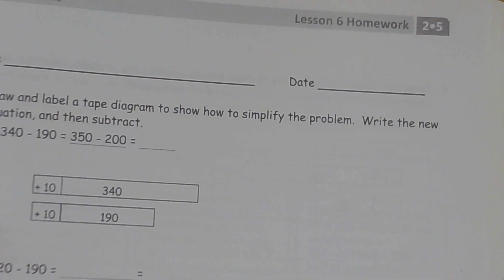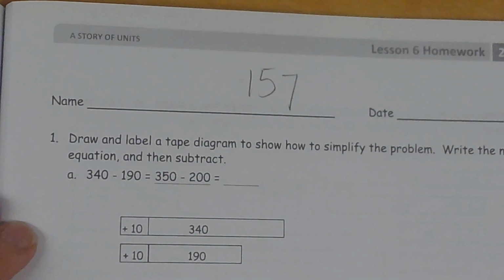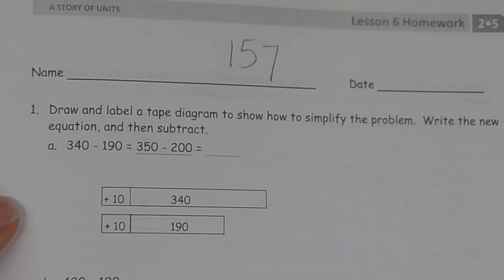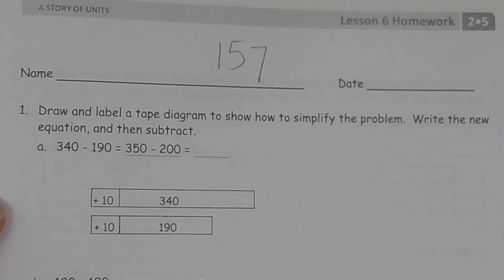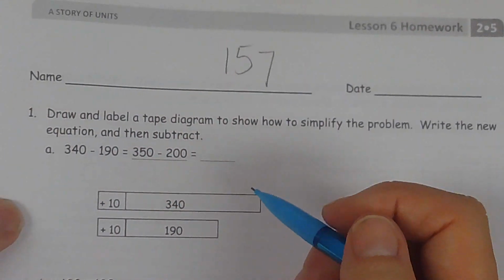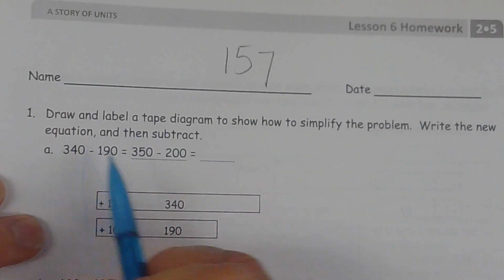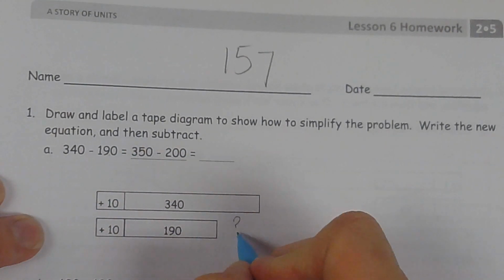So go ahead and turn to page 157. And we can do these first couple together, but then I suggest you pause the video, try it on your own, and then come back and check with me on the video. All right. So they've started this one for us. 340, that's our whole. 190 is our part. Here's our missing part here.